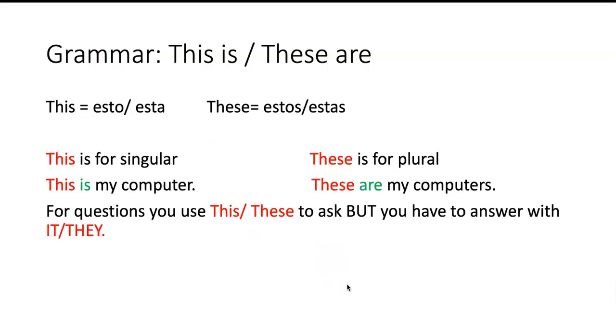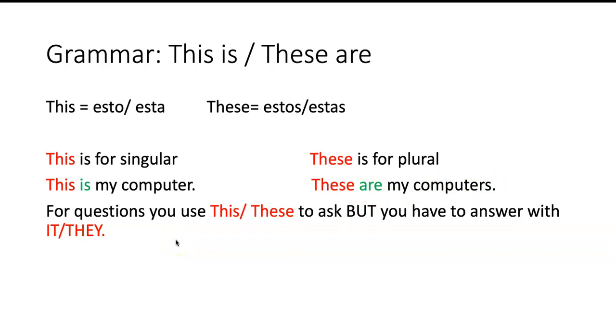Next. Now here we are going to learn some grammar. We are going to learn the use of "this is" and "these are." This means esto, esta, and this means estos, estas. This is for singular and this is for plural. Look at this example. This is my computer. These are my computers, plural.